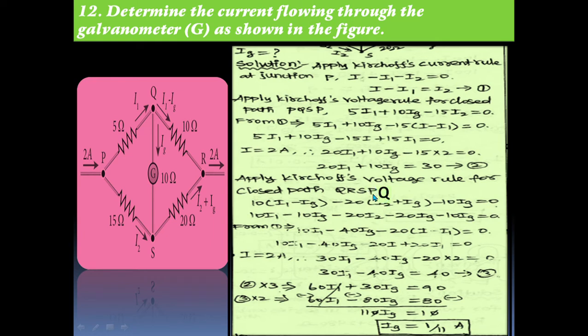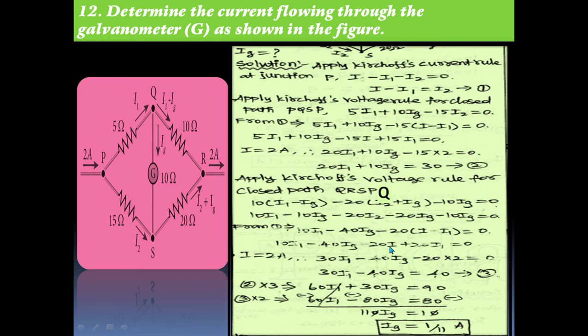Here is a small error: the closed path mentioned here is QRSQ, not P. This is a small error. From this closed path QRSQ, the equation is 10 I1 minus 40 Ig minus 20 into (I minus I1) is equal to 0. Multiplying this term, we get 10 I1 minus 40 Ig minus 20 I plus 20 I1 is equal to 0.